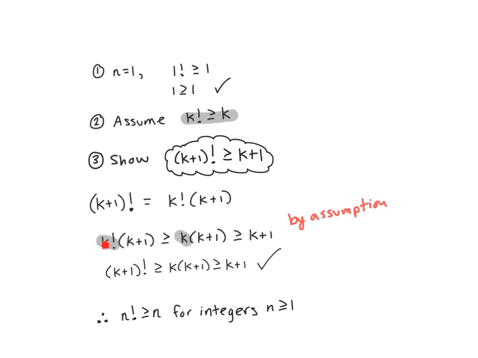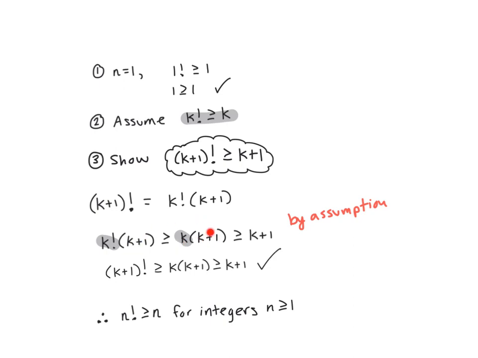So first of all, I know that k factorial is greater than or equal to k. It is certainly greater than or equal to k. That's an assumption that I can legally make. So I've replaced this with this. And then I've rewritten this again.